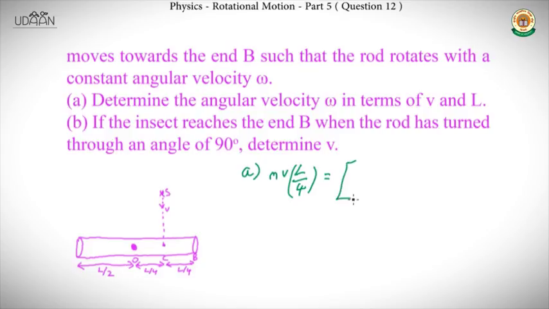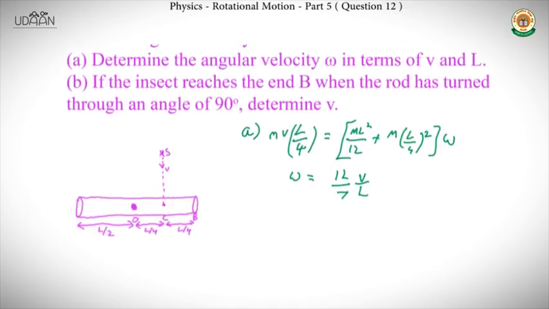So the moment of inertia of the system, the rod plus the insect, will be given to us by mL square by 12 plus m into (L by 4) square. Since we need the angular momentum, we multiply this by omega, right? Now here we know m, we know L, and we need to find the initial omega in terms of v. So solving this linear equation, we can easily find omega. Omega will come out to be 12 by 7 into v by L. Right? So part A is very simple over here.